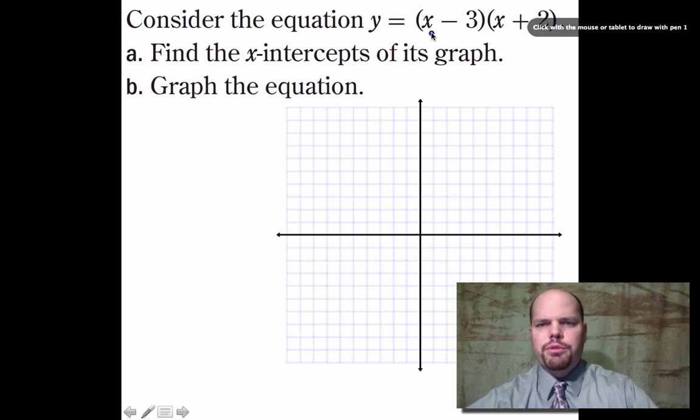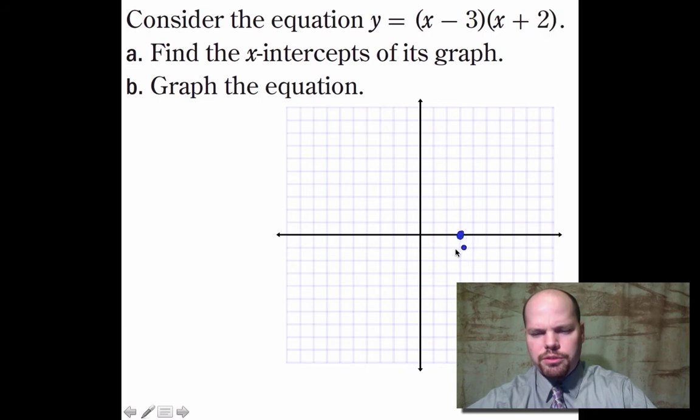So the first one would be an x-intercept of 3, because 3 minus 3 is 0, 3 plus 2 is 5, but 0 times 5 is 0. So the first key point would be 3, 0. The other one would be negative 2, because negative 2 plus 2 is 0, negative 2 minus 3 is negative 5, but 0 times negative 5 is 0. So the other key point would be at negative 2.